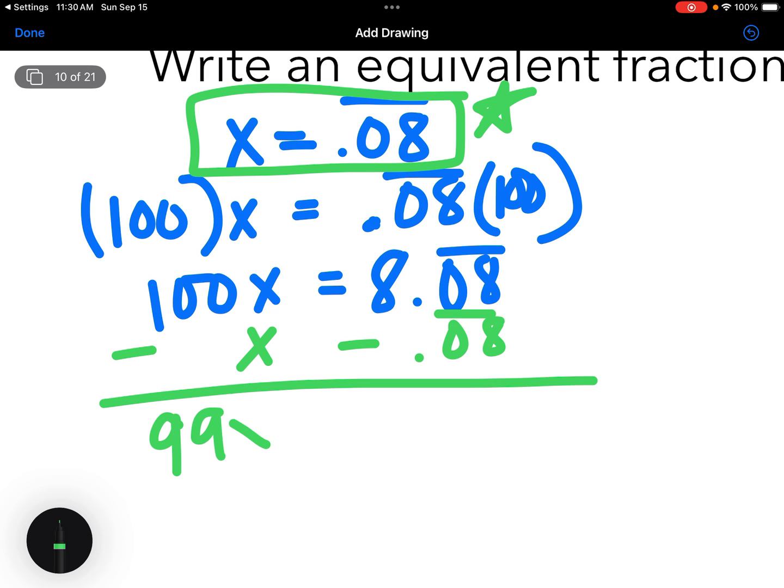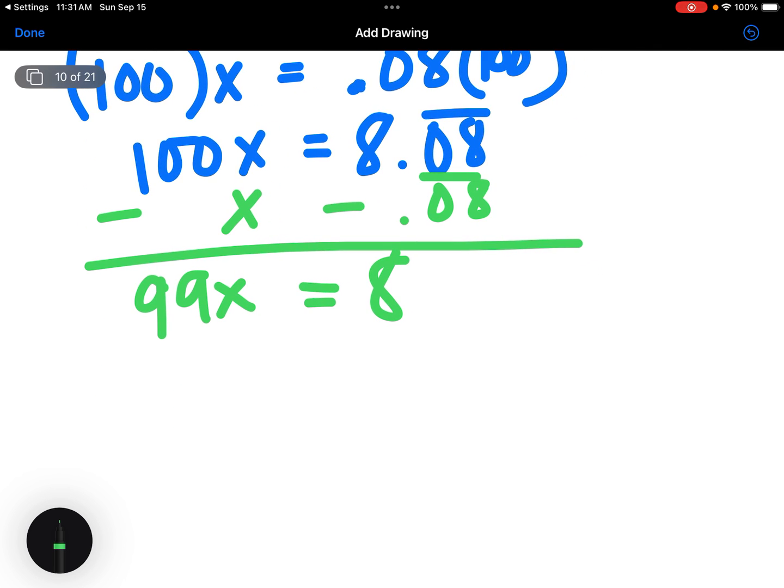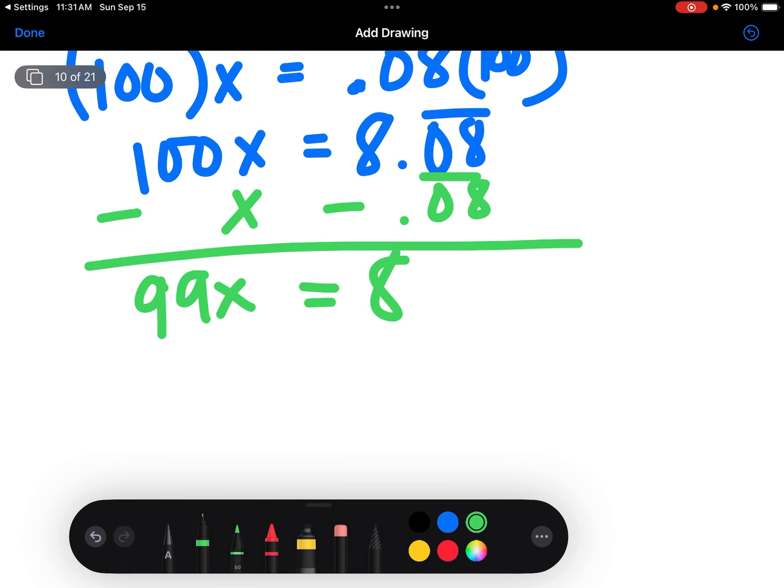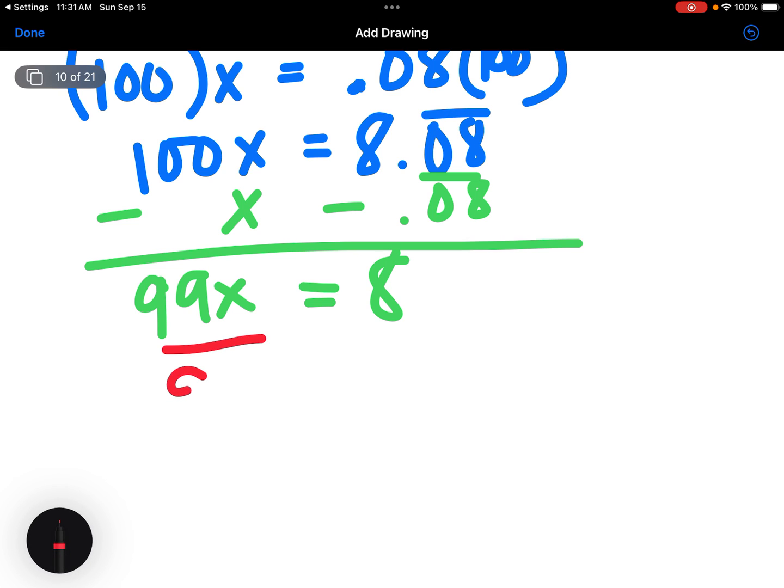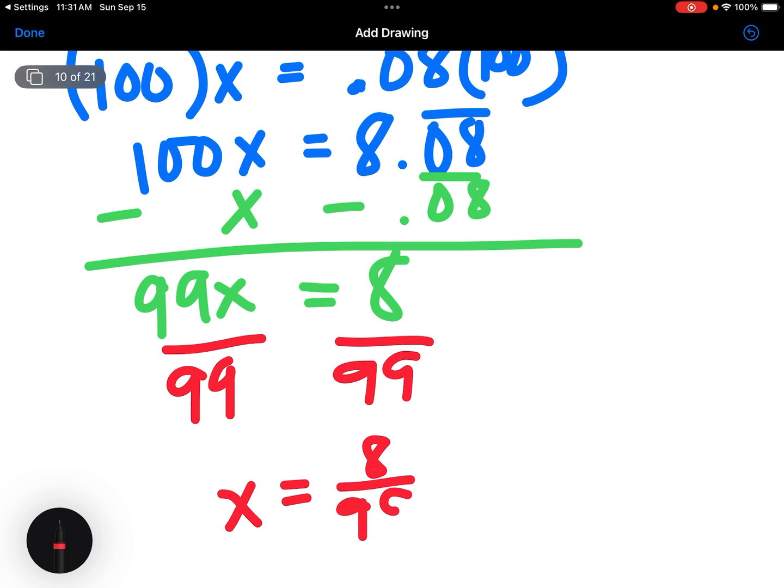So I'm going to subtract x and I'm going to subtract 0.08 repeating. I end up with 99x equals 8. Now I have a one-step equation. So I'm going to divide both sides by 99. So x equals 8 divided by 99.